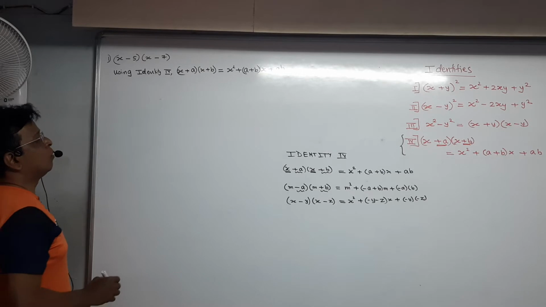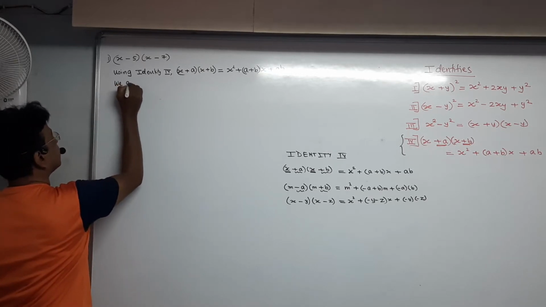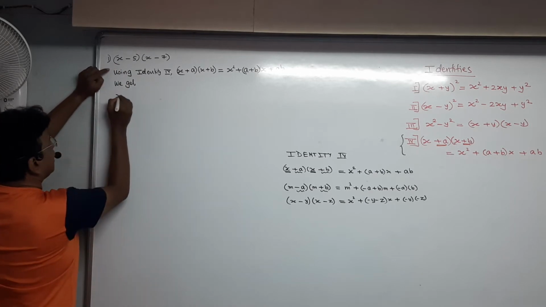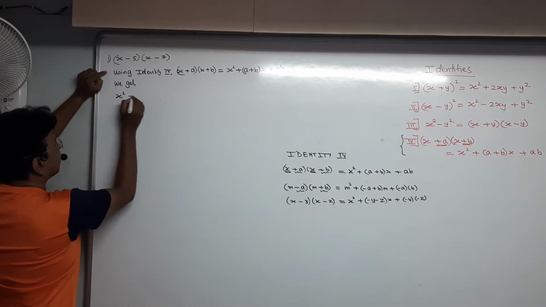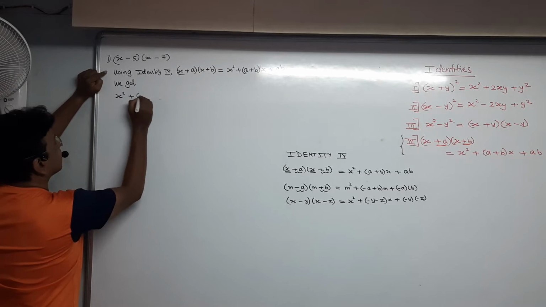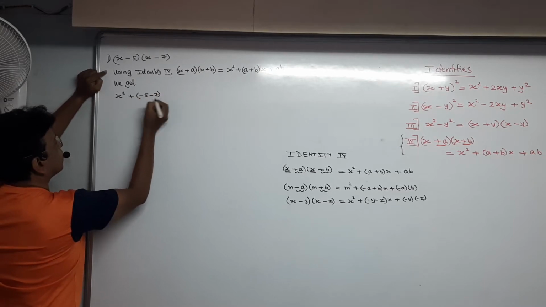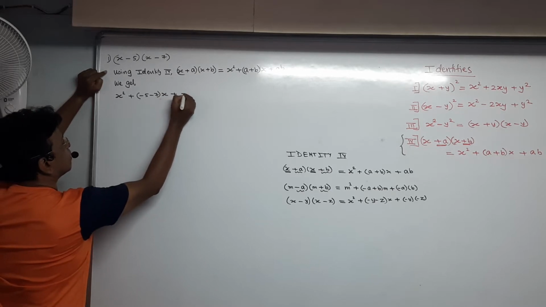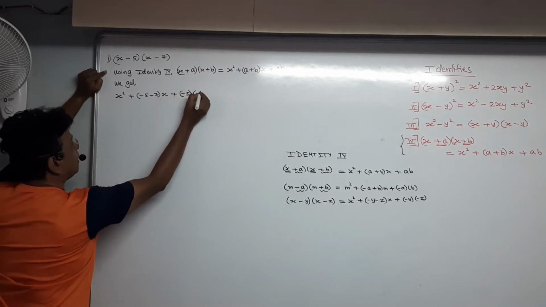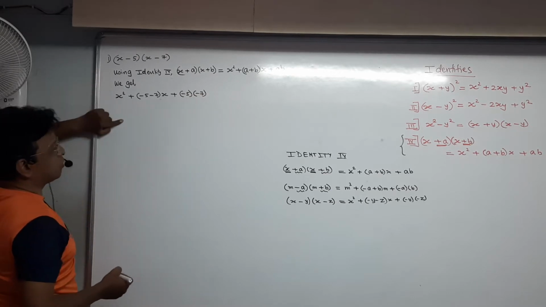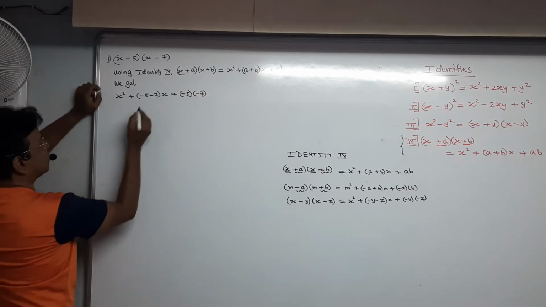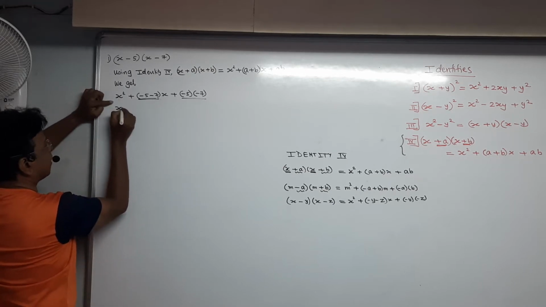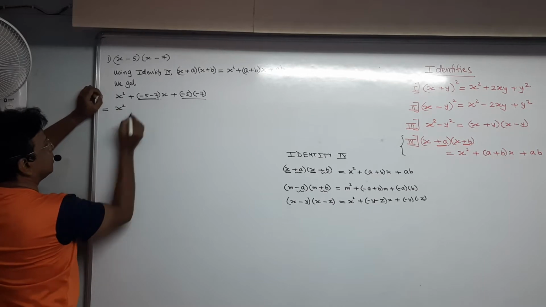What do we get here? x square, plus, always plus, in the bracket (minus 5 minus 7) of x, plus (minus 5) into (minus 7). Now this you will start solving. First you will solve this bracket. So this x square will come down.